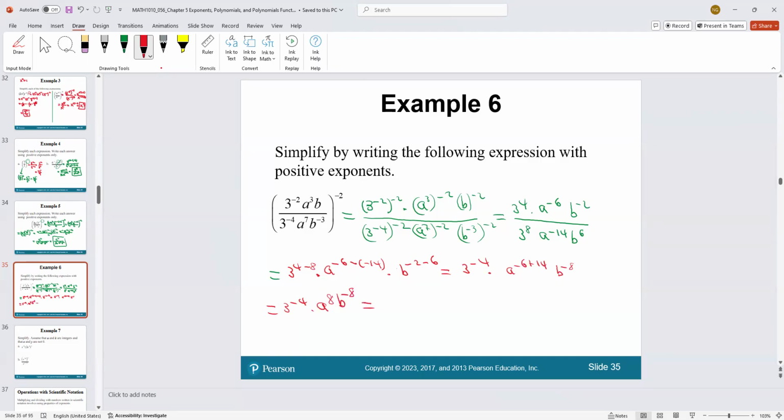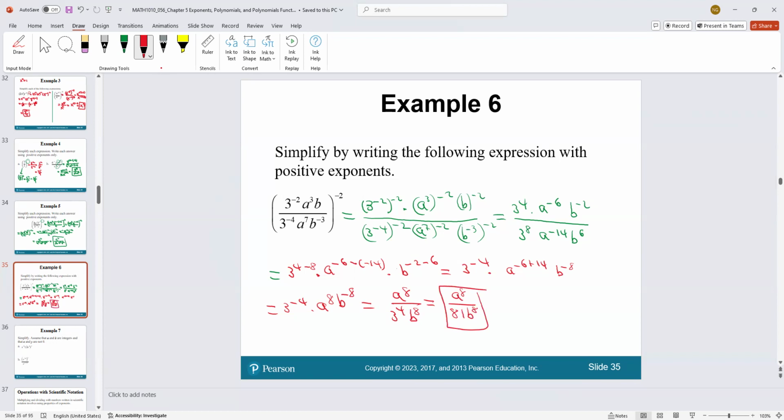Now, bring all with the negative exponent to the denominator. We have a power 8 on the top, 3 power 4, b power 8 at the bottom. So we know 3 power 4 is 81. A power 8 over 81 b power 8.